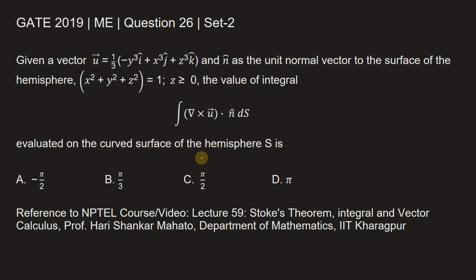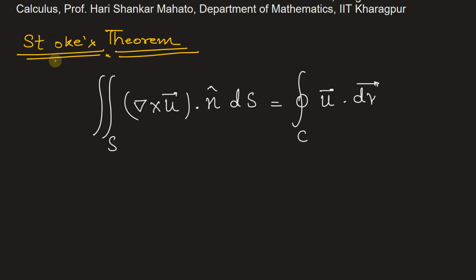Among these four options we need to tell the value of this integral. Now this integral can be solved using Stokes theorem. Before proceeding any further, let's understand what Stokes theorem is. According to the Stokes theorem, the surface integral of the curl of a function over a surface bounded by a closed curve is equal to the line integral of that vector function around the boundary. C here represents the closed loop.